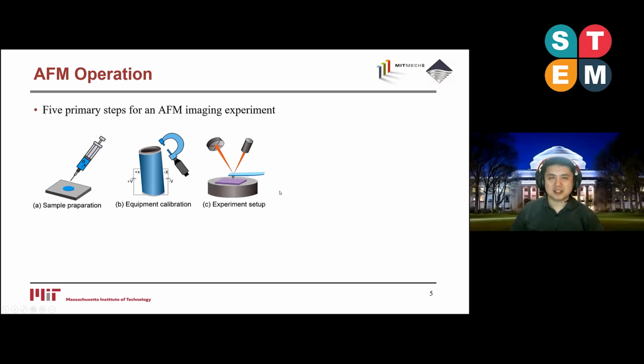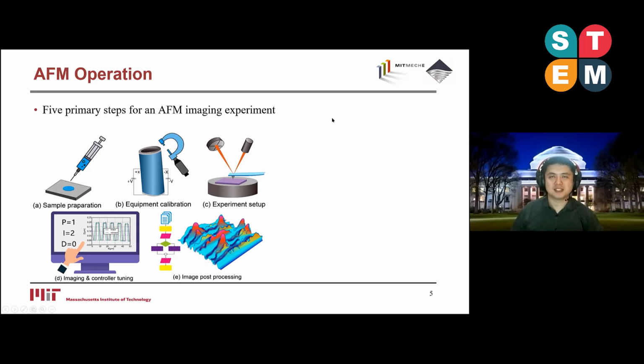Then we have the experimental setup, which depends on the AFM principle. Either we need some laser alignment for the probe, as well as the laser for beam deflection sensing. And we have probe-sample engagement, where we need to bring the probe into contact with the sample. For the fourth step, we have imaging and controller tuning, where the AFM user needs to adjust the parameters during imaging to ensure good tracking performance. For the last step, we have AFM image post-processing.